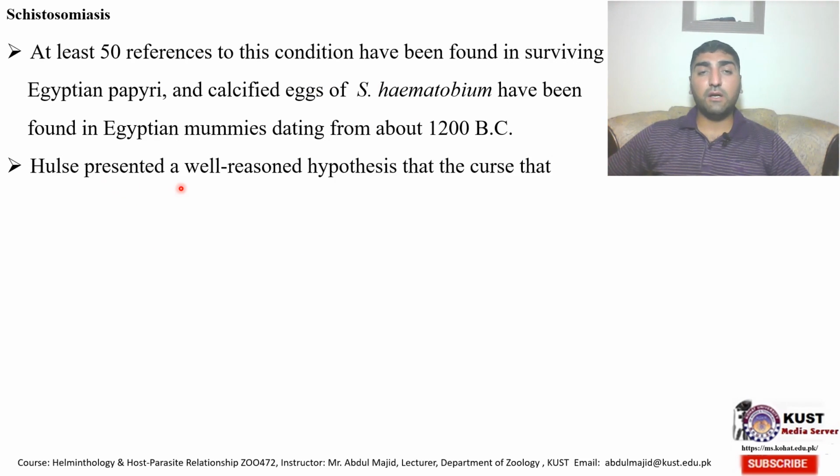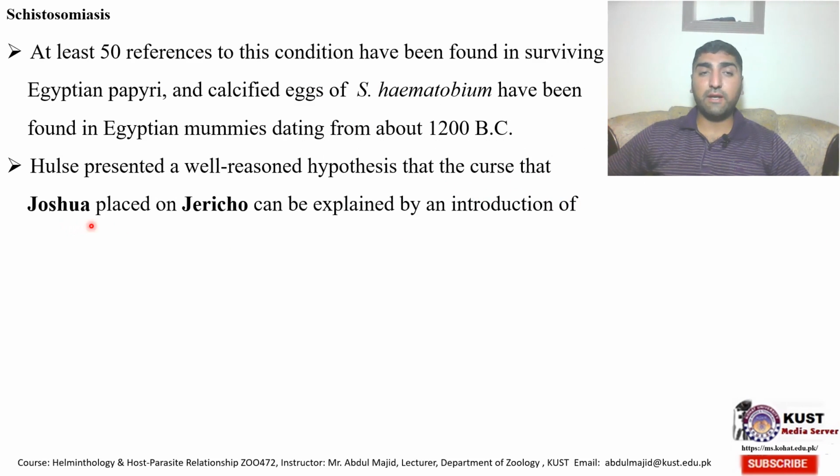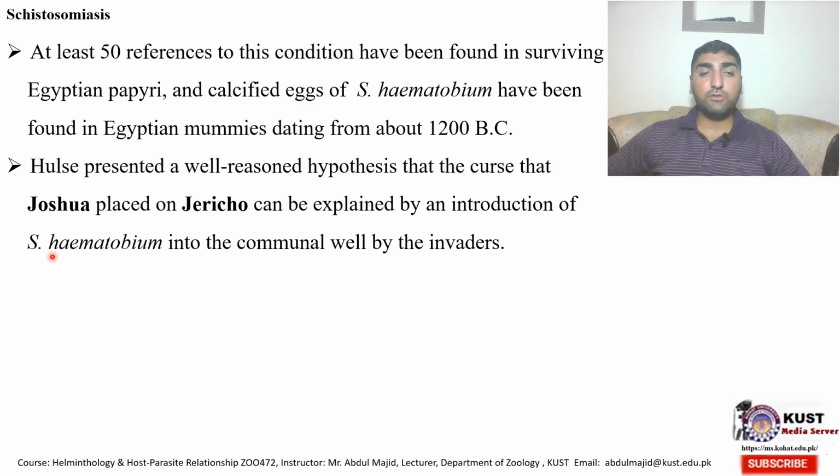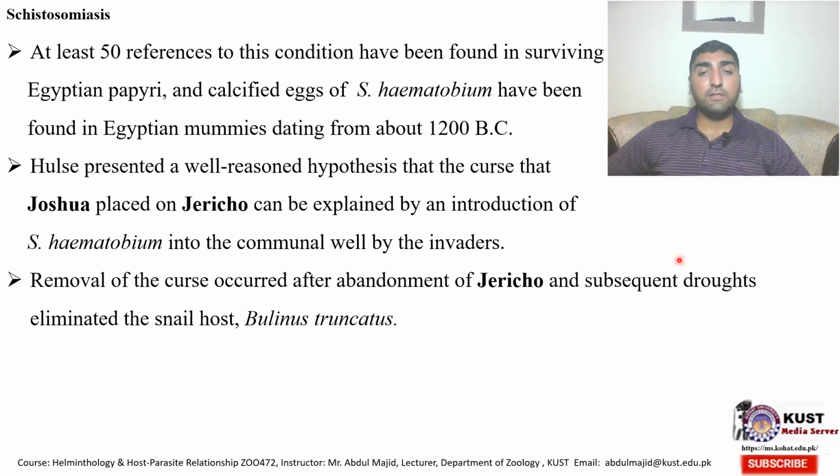Hulls presented a well-reasoned hypothesis that the curse that Joshua's tribe placed on the Jericho tribe can be explained by an introduction of Schistosoma haematobium into the communal well by the invaders. These were two tribes, Joshua and Jericho, and they were always fighting with each other. So what they did, they deliberately introduced the eggs of Schistosoma haematobium into the communal well of the Jerichos.